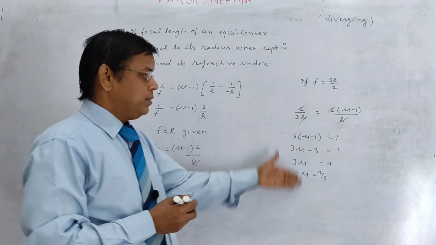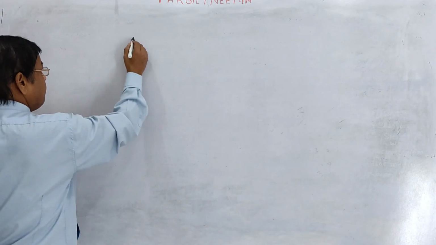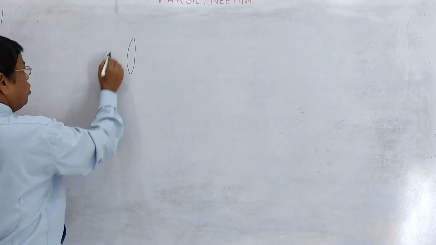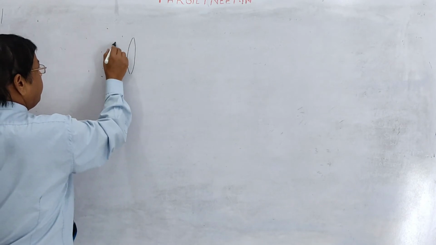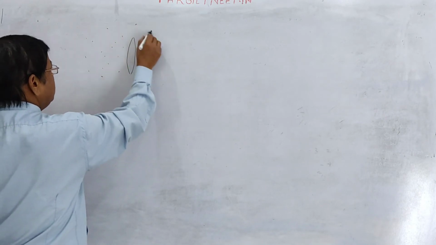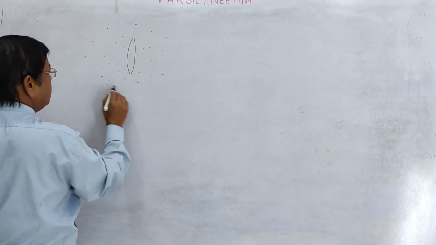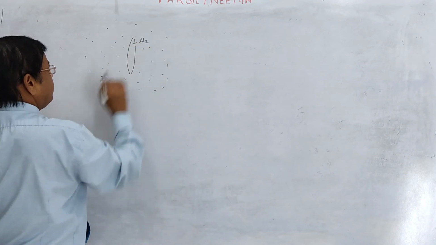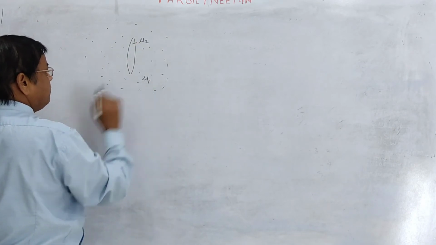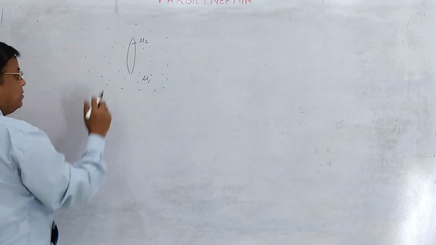How to solve? Like this. Suppose it is given that the lens is kept in water or some material. So surrounding is not air this time. So let lens material has got refractive index mu 2 and surrounding has got refractive index mu 1. Then what is focal length of this?